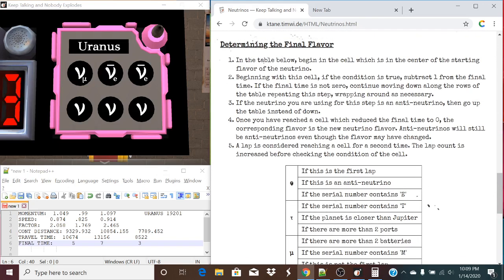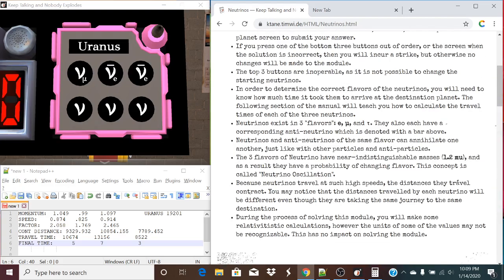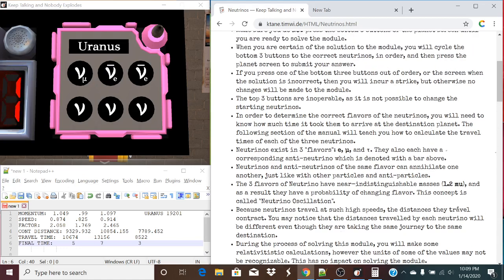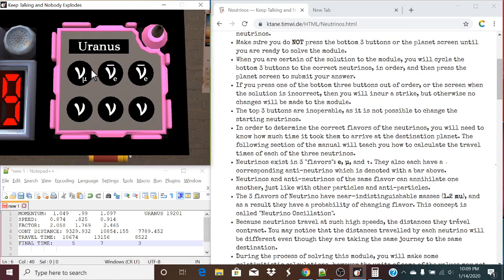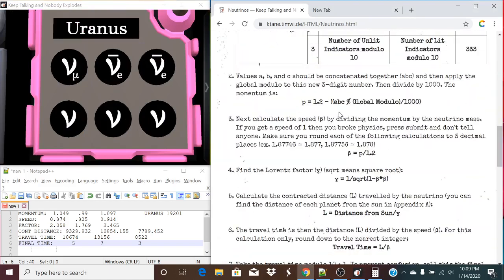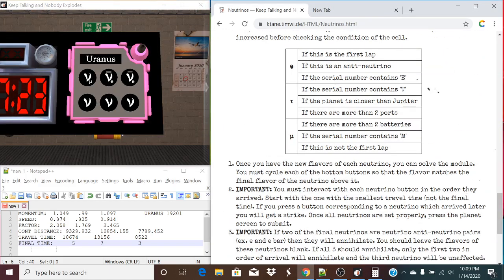Now let's get some terminology cleared up. There will be 3 different types of flavors that exist. We have the echo, or epsilon, we have the mu, and we have the tau. Those are our 3 flavors, so it will always be one of those. Now looking at this, we have a neutrino without a line here, but this one does. These are antineutrinos. This is a regular neutrino, these are antineutrinos, and that's essentially the opposite of one another. You'll see how the antineutrinos apply in here.